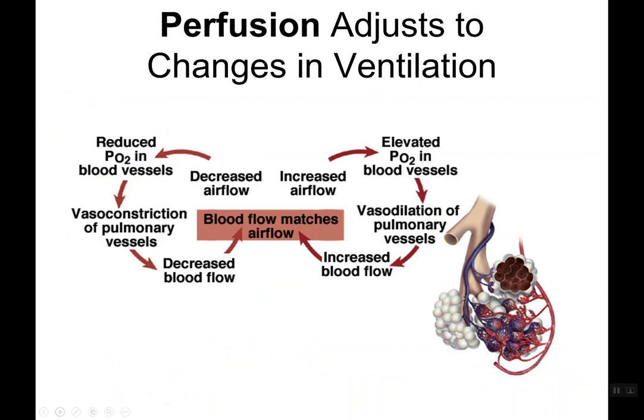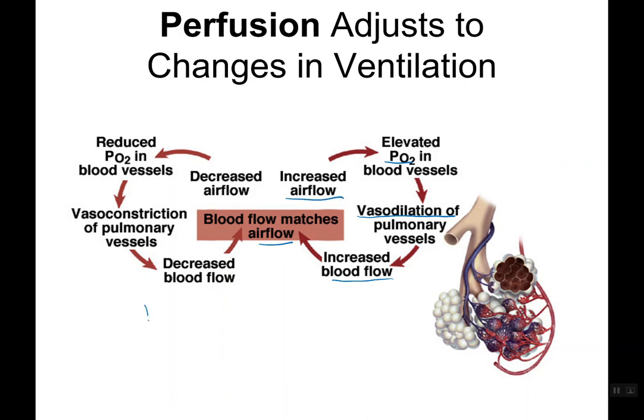Okay, so let's look at ventilation perfusion coupling. Let's say you have an increase in airflow. You're going to have an elevated partial pressure of oxygen in the blood vessels, and you will have vasodilation of the pulmonary vessels. That's going to increase blood flow so that blood flow matches airflow.